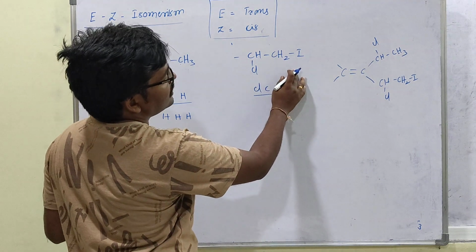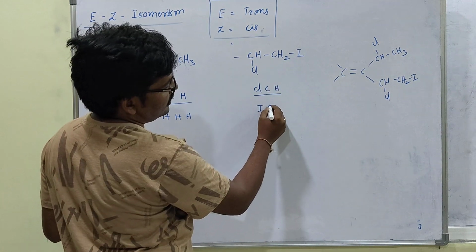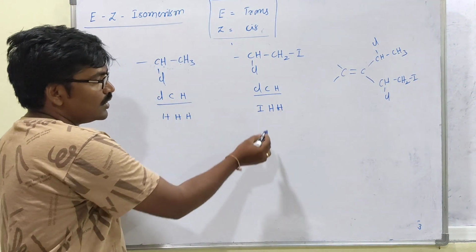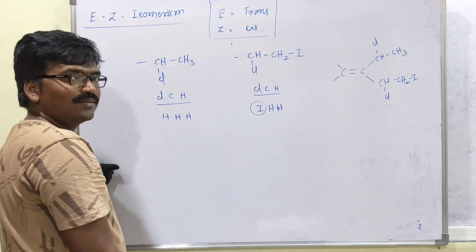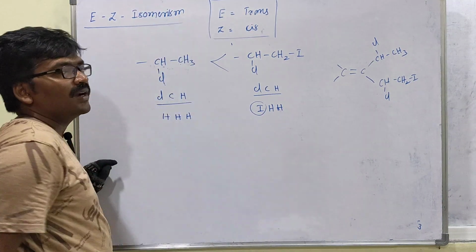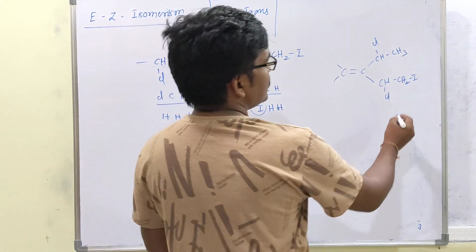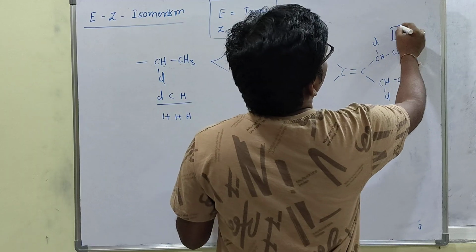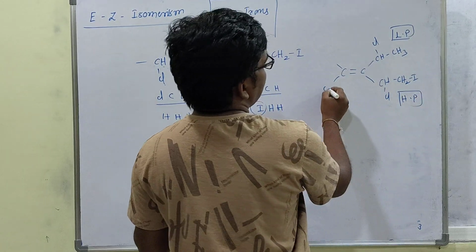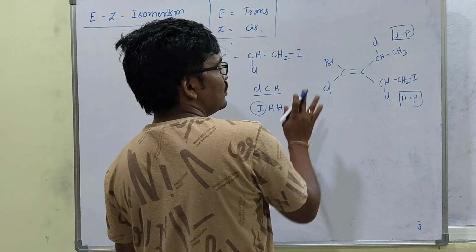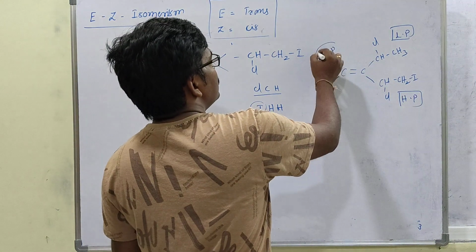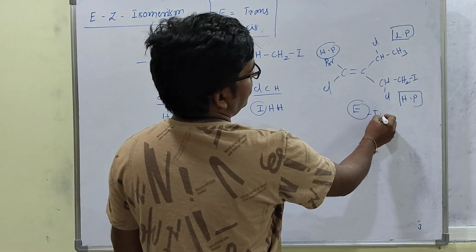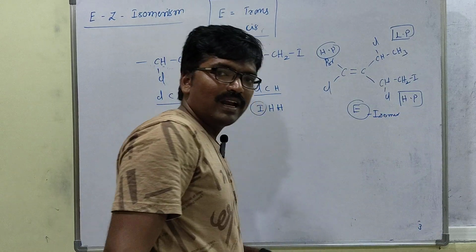Then what about this? For this carbon: iodine, hydrogen, hydrogen. So you have to take this as the higher priority, right? That's what I told, this is the higher priority, and this is the lower priority. Look at this chlorine and this bromine attached. Which is the higher priority? This is the higher priority. So is the higher priority on the same side or the opposite side? Opposite side: E isomer. Understand, my dear students?